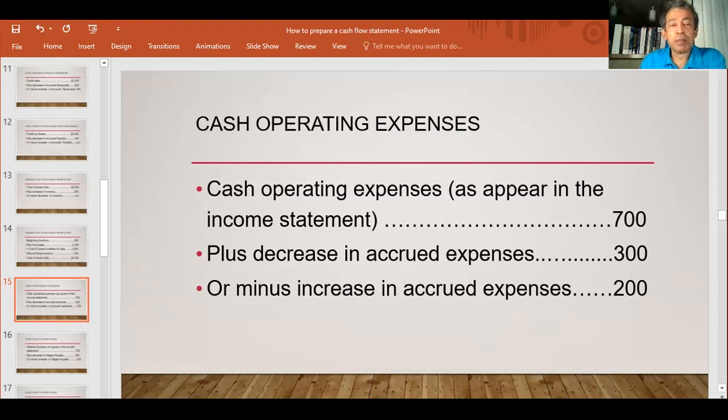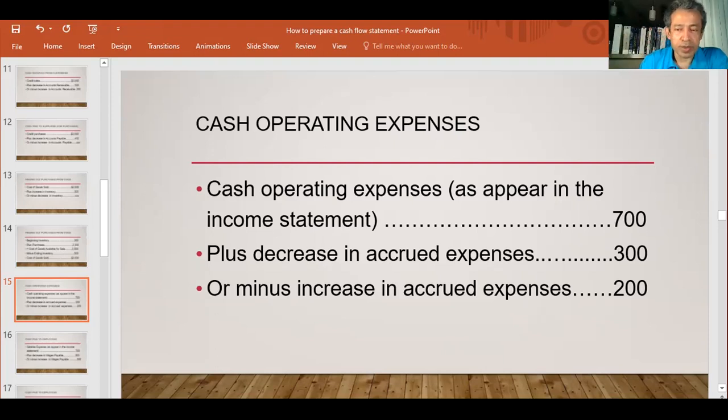Cash operating expense plus any decrease in those accrued expenses or expenses payable, like salaries payable, interest payable, rent payable. But don't include dividend payable. That's not an operating expense. So it has to be cash operating expenses. But for the purpose of the cash flow statement, consider interest expense an operating expense too.